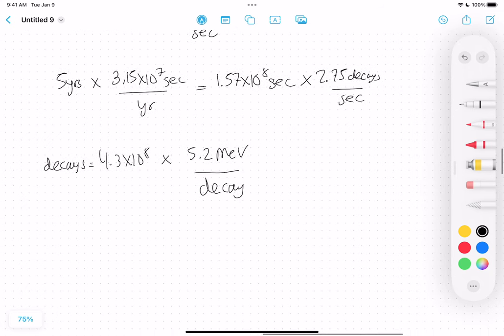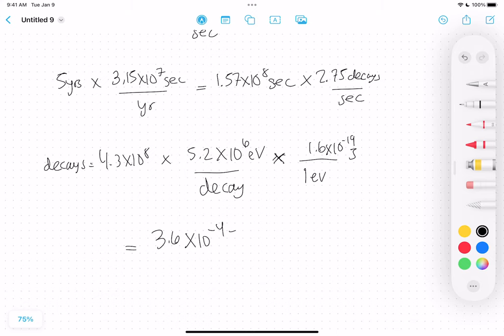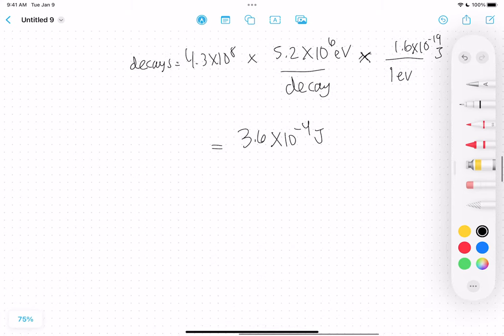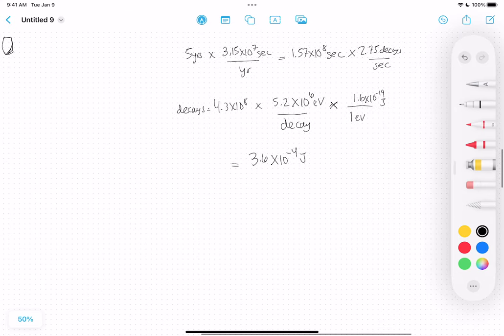Now, we're dealing with mega electron volts, and they want things in joules, right? Mega electron volts is just times 10 to the 6th electron volts. And then what was the conversion factor again? One electron volt is 1.6 times 10 to the negative 19 joules. If you do that, you should get your answer in joules, which is like 3.6 times 10 to the negative 4 joules, I believe. That is the energy absorbed for C.